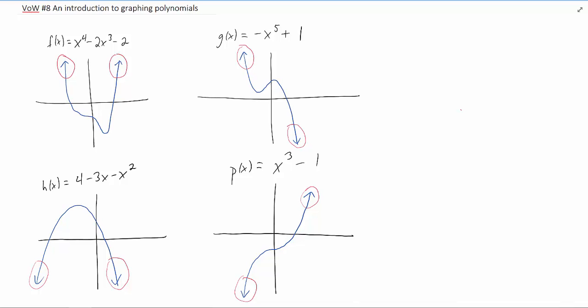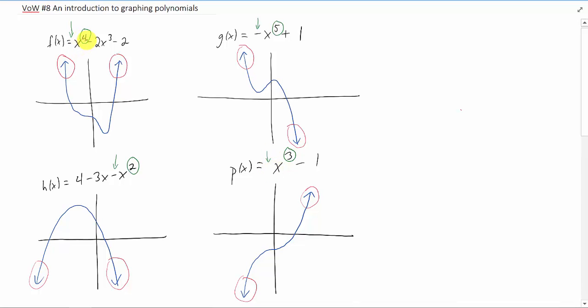There's an easy way to tell which of these 4 types of end behaviors our polynomial is going to have. It involves looking at the degree of the polynomial, that's the highest power on x in the polynomial, and it involves looking at whether the leading coefficient, that's the coefficient on the term with the highest power in x, is positive or negative.